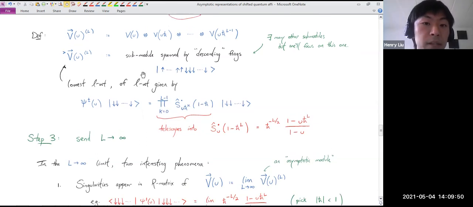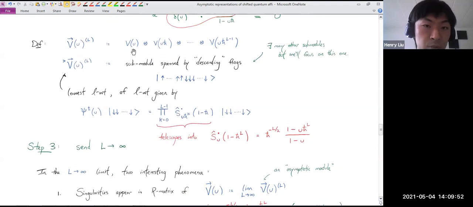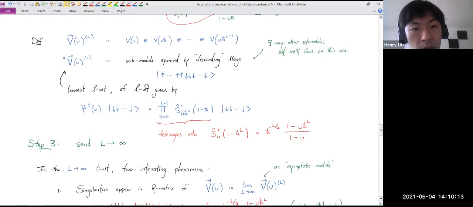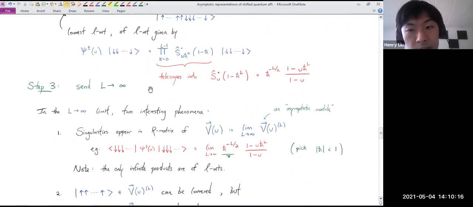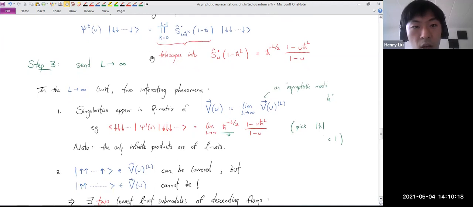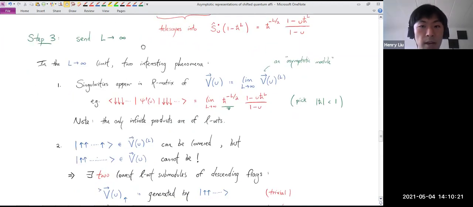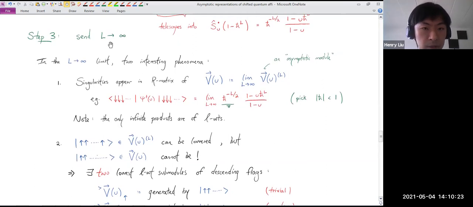So that's what happens for the L-fold finite tensor product of these evaluation modules. And there's essentially nothing super special happening here. Okay, these are still modules for U_q(sl_2 hat). As I've said, you can really explicitly describe what this particular submodule looks like. What's interesting now is to send the length of this tensor product off to infinity. And in this asymptotic limit, there's two interesting phenomena which occur.